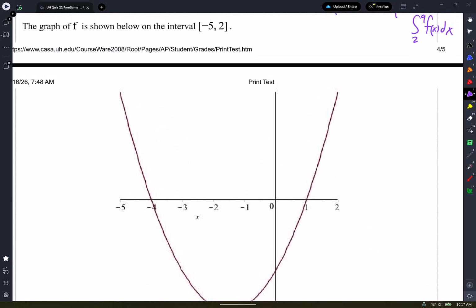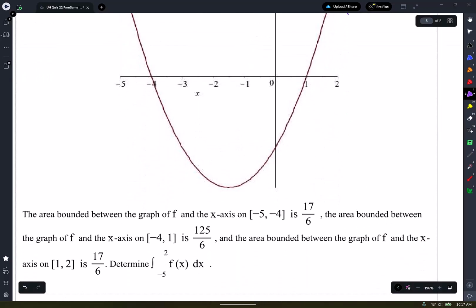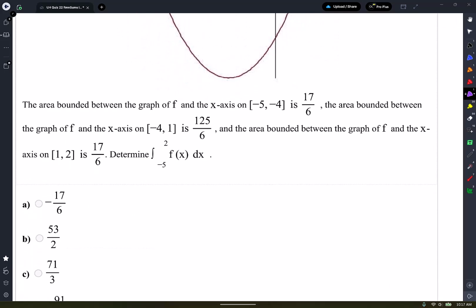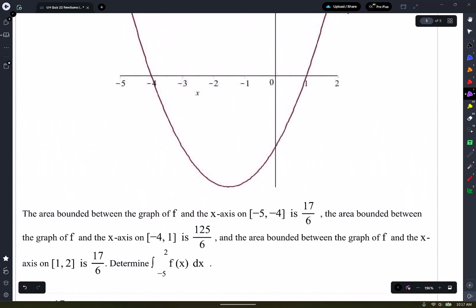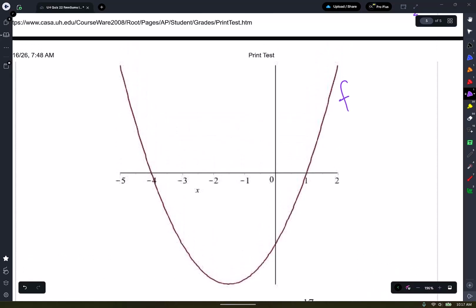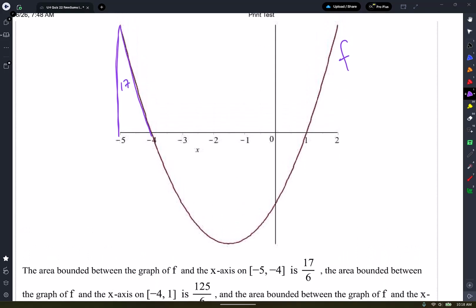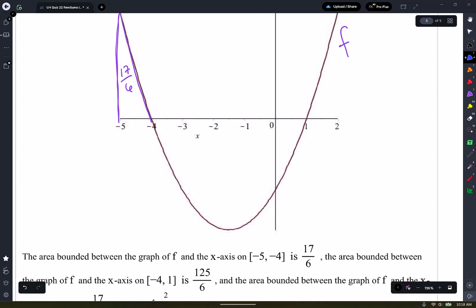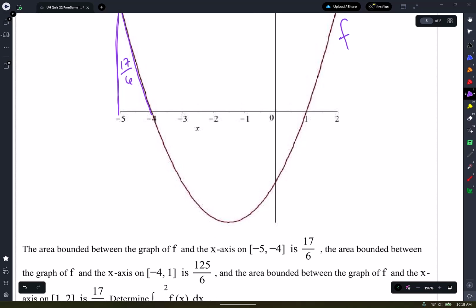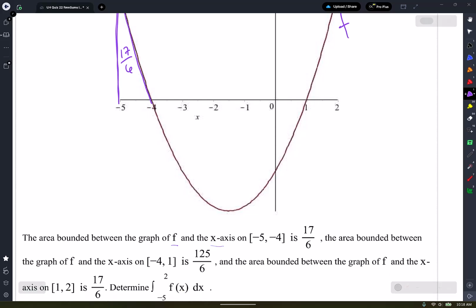The graph of f is shown below. So this is f. The area bounded between the graph of f and the x-axis between -5 and -4 is 17 over 6. So this area right here. So you can go ahead and do this. This area right here, that is 17 over 6. And I'm going to color code a different area. They told us. See? F and x-axis. Yeah. That's the exact area that they're telling us.